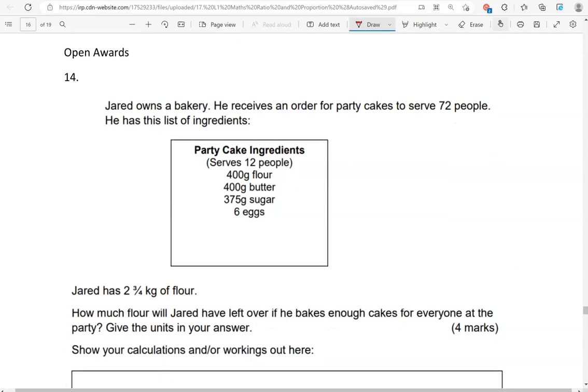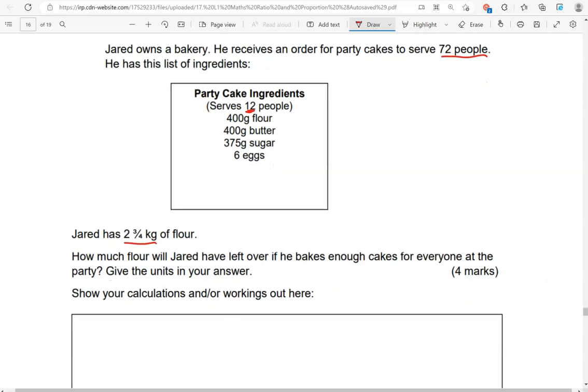Jared owns a bakery. He receives an order for party cakes to serve 72 people. He has this list of ingredients. Party cake ingredients serves 12 people, whereas he needs it for 72 people. 400 grams flour, 400 grams butter, 375 grams sugar, 6 eggs. Jared has 2 3/4 kilograms of flour. How much flour will Jared have left over if he bakes enough cakes for everyone at the party? Give the units in your answer. Show your calculations and the workings out here.